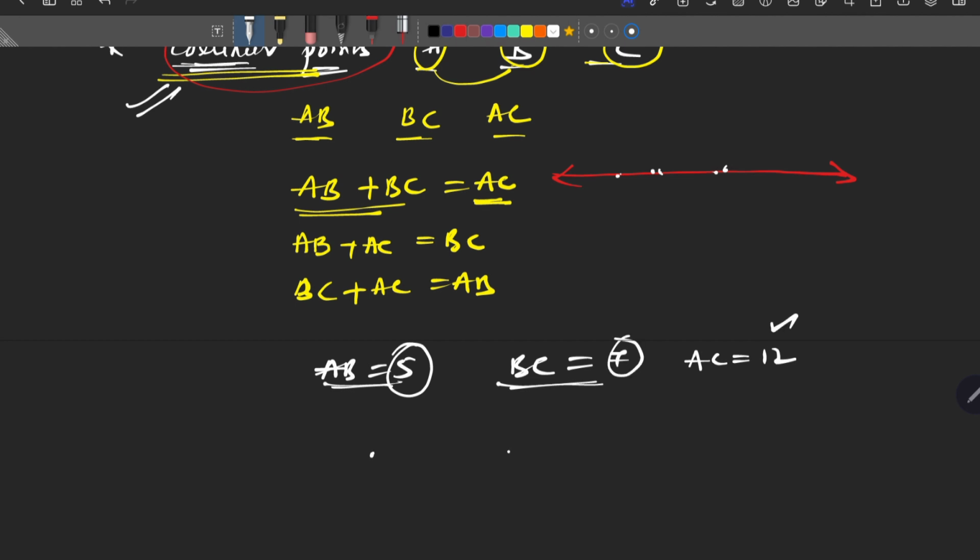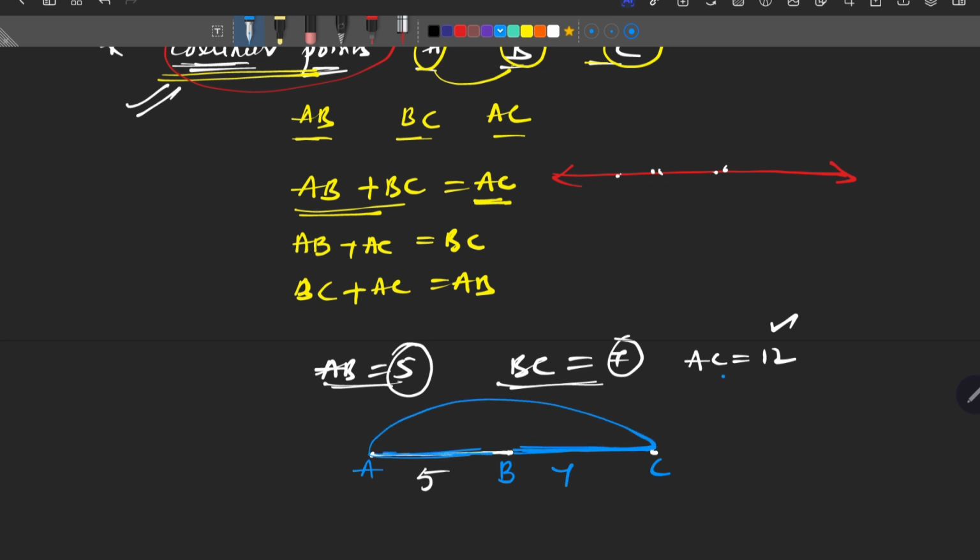So A is this location, B is this location and C is this location, by imagination. If I take this location, the distance is 5 units, and the distance from this point to this point is 7 units. So now these are the points A, B, C locations. AB is equal to 5 units, BC is equal to 7 units.